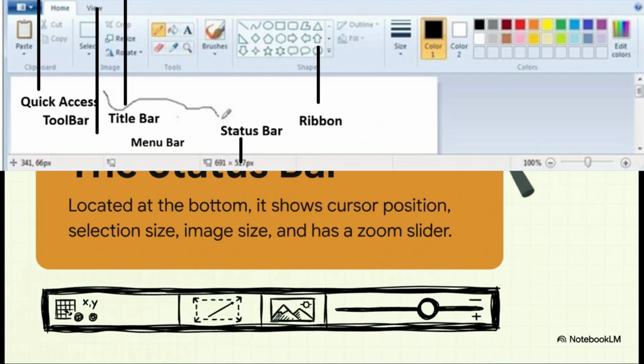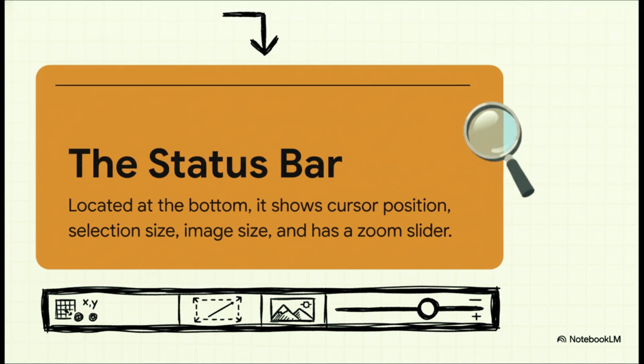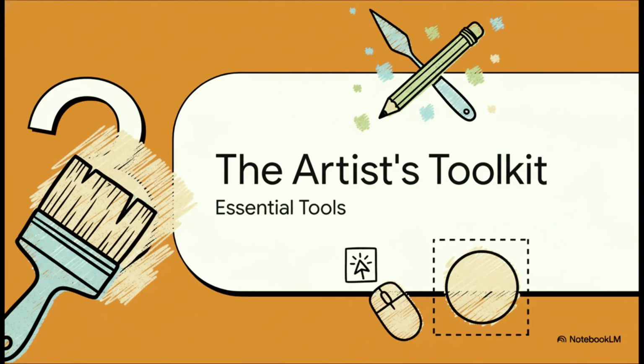All right, now don't forget to look down, all the way at the bottom. That little strip is the status bar, and trust me, it's your secret weapon for getting things just right. It tells you exactly where your cursor is, pixel by pixel. It even shows you the size of your selection as you're drawing it. Plus, you've got the total image size and that super convenient zoom slider right there. So useful.